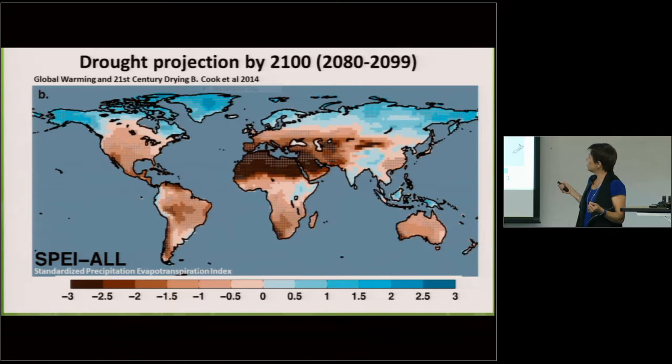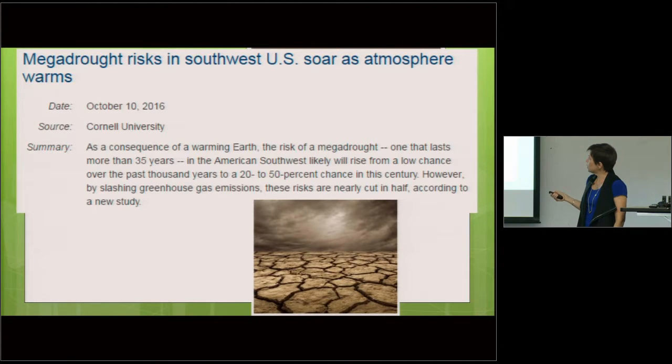Droughts, drought projection by 2100. So some places will experience a lot of drought. And these are probably the same places that really can't afford to have droughts, right? And in fact, I just saw this from Cornell University. Mega droughts, those that last 35 years or more, in the American Southwest likely will rise from a low chance over the past 1,000 years to a 20 to 50% chance in this century of having a mega drought.